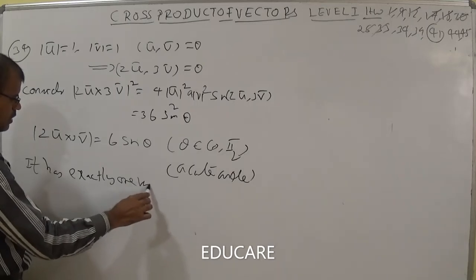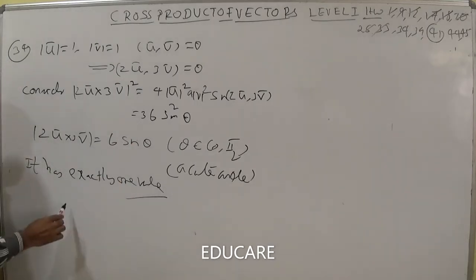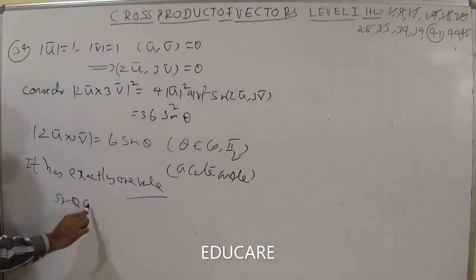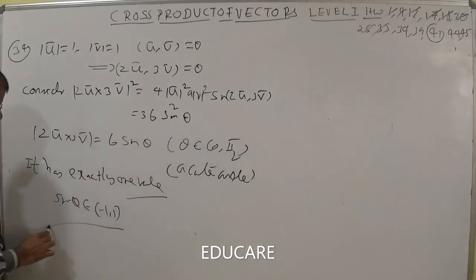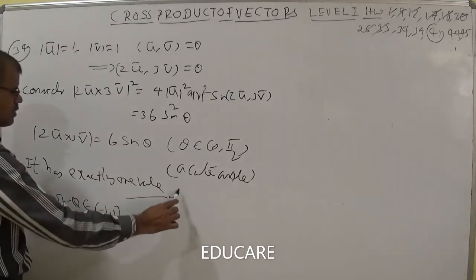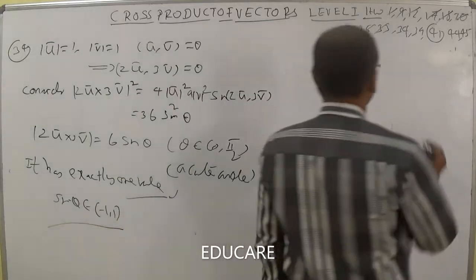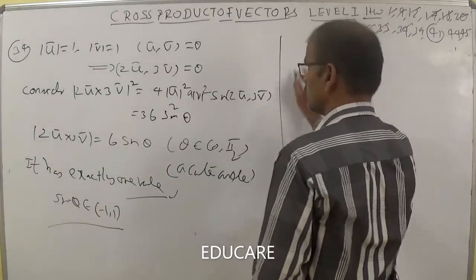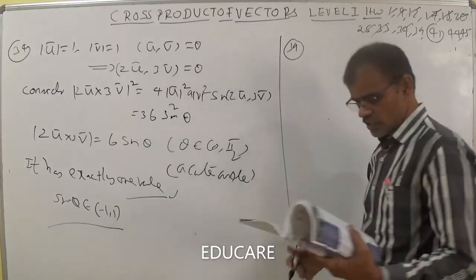Exactly one value. Whatever it is, sin theta is between minus 1 comma 1. If it is between minus 1 comma 1, we will get exactly one value. Now let us discuss the 39th question.